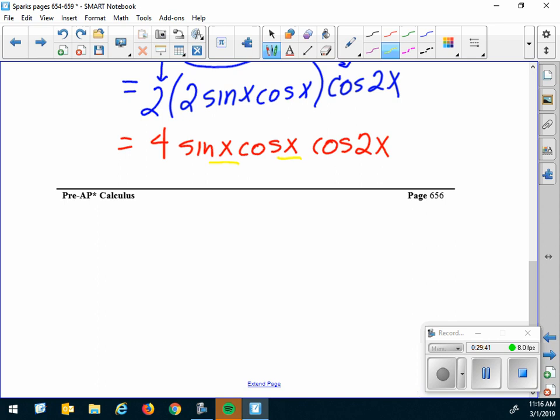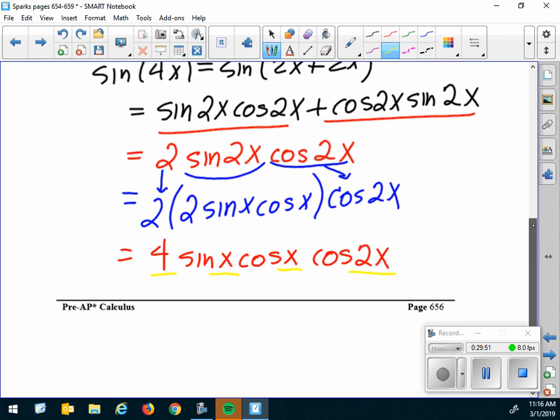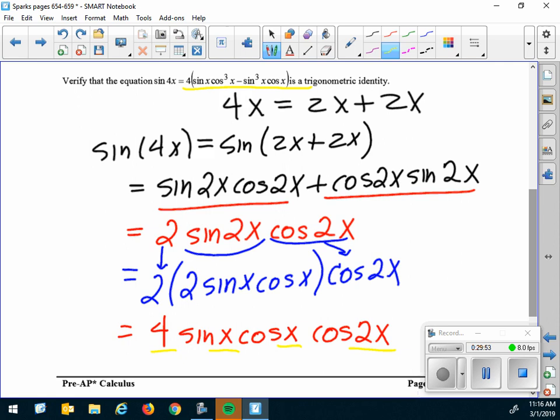Well, here and here I just have x. That's good. But here I still got that confounded 2x. That's not good. But notice right here, notice I got a 4. Didn't I want a 4? No, I wanted a 4 right here. So the 4 is good. Now notice what I want. I want sine x cosine cubed x, and then a sine cubed x and a cosine x.